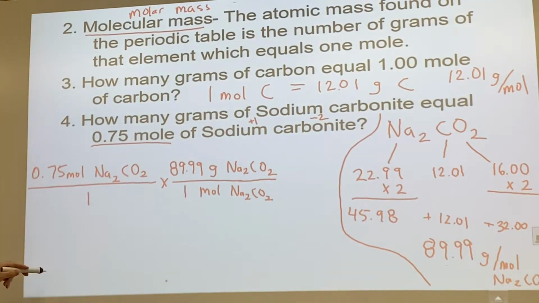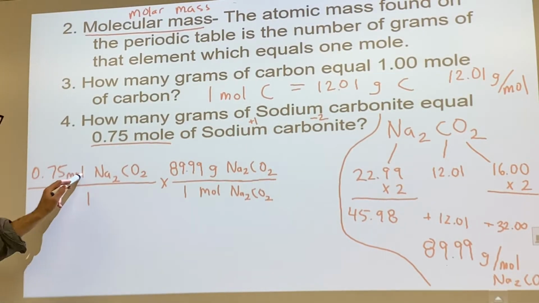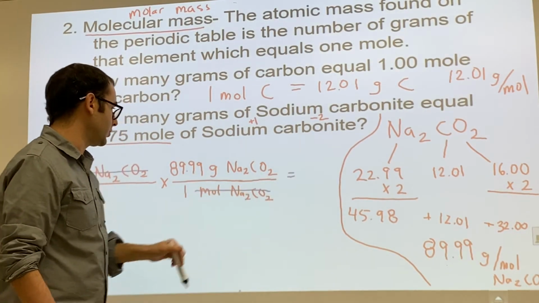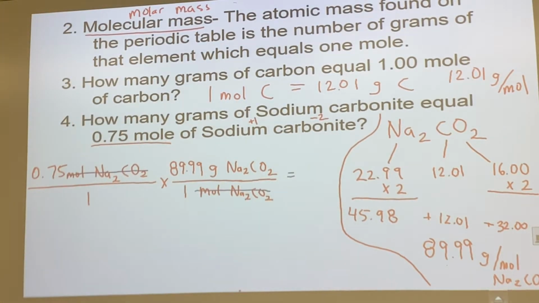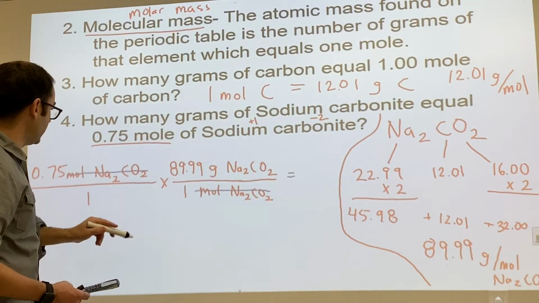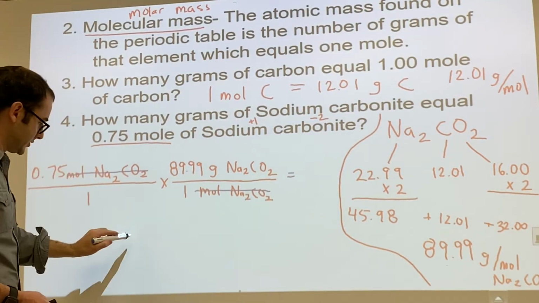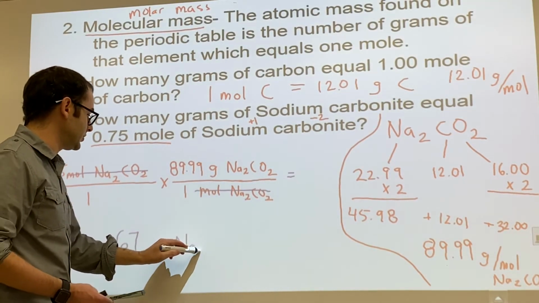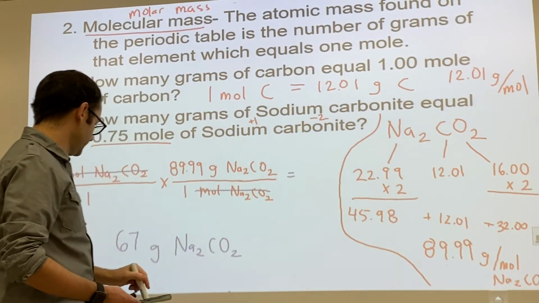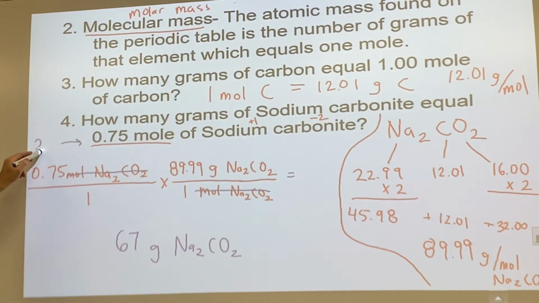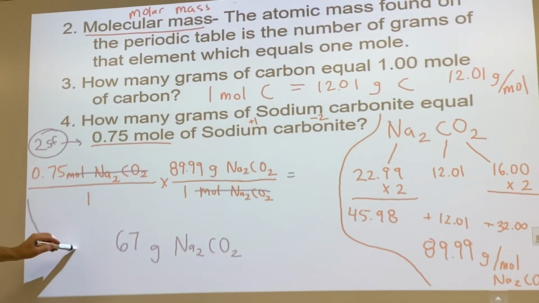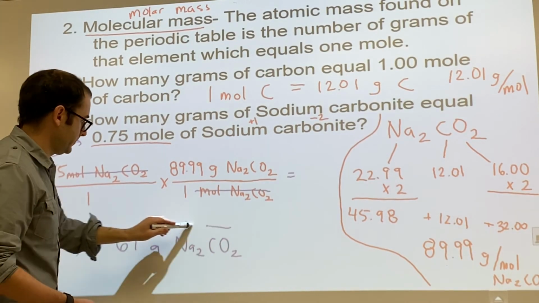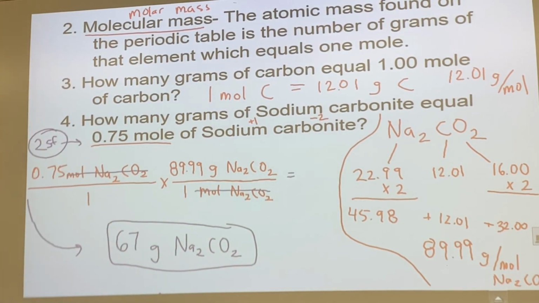Okay? What's going to cancel out? Moles. Moles cancels out, and now you just have to multiply across. And when you take into consideration sig figs, the answer is 67 grams of Na2CO2. Because there's only 2 sig figs here. So our answer has to have 2 sig figs. All right, any questions with any of that? Setting that up. That was a big problem.